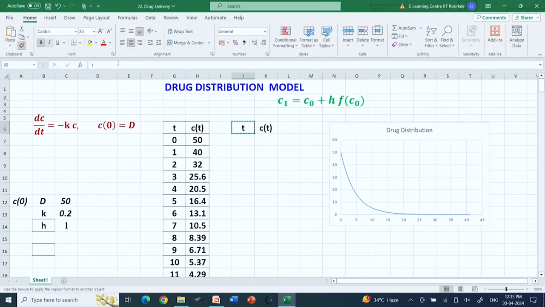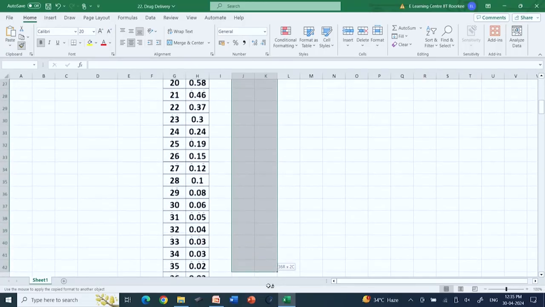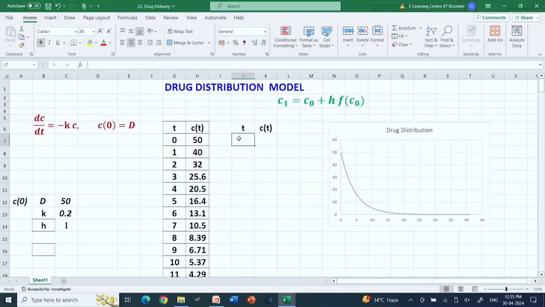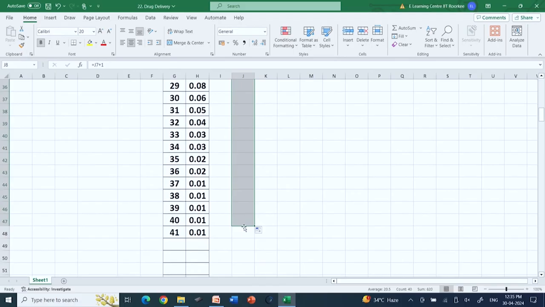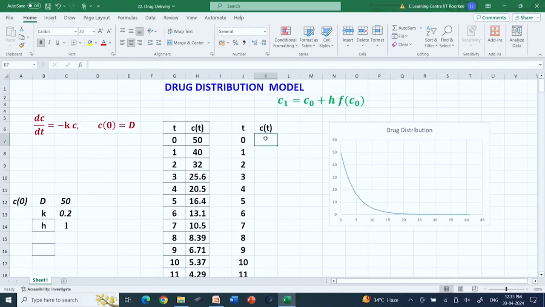So, let me plot about say 40 points. Okay, so first this is 0. And this value is 0 plus 1, and then I just drag to the next 40 points and up to 40. Next, we calculate this. Sorry, this value is 50 as mentioned here.